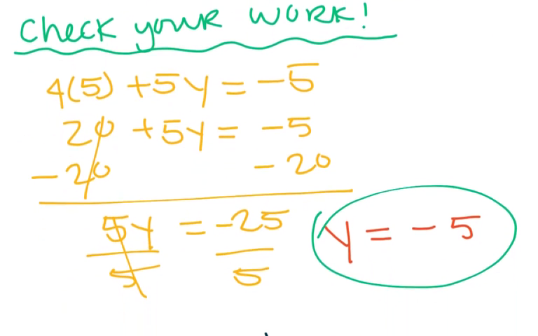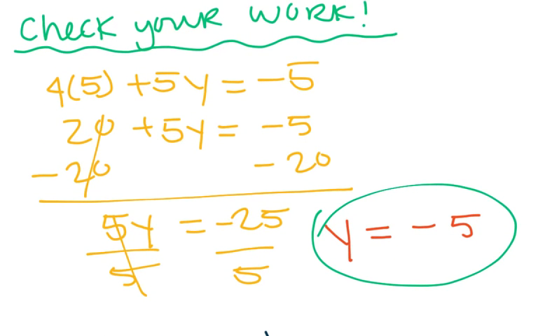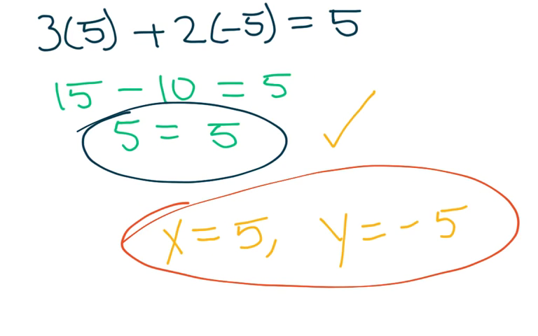And to check your work, you'll be substituting the 5 for the x in the first equation, so you'll get 4 times 5 plus 5y equals negative 5. And then 4 times 5 is 20, so you'll have 20 plus 5y equals negative 5, and you're going to subtract 20 from both sides, which cancels out on the left side, and you'll be left with 5y equals negative 25. After that, you divide by 5, and you're left with y equals negative 25 over 5, so y equals negative 5. For the second equation, you'll be able to plug in both numbers since you already have the x and the y.